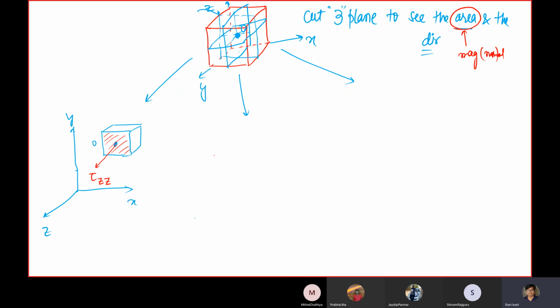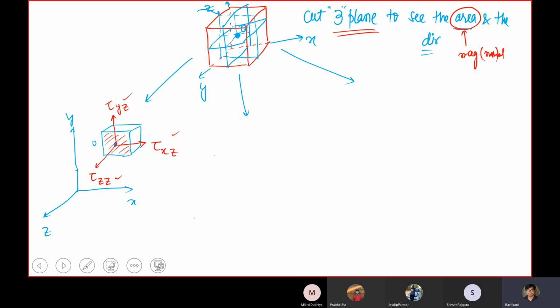You can also see that there is tau acting in the X direction, and the area was in the Z direction. Also you can see it acting in the Y direction, but the area it was acting on was in the Z direction. So now you have 3 partial components, but you have not completely specified all the planes.